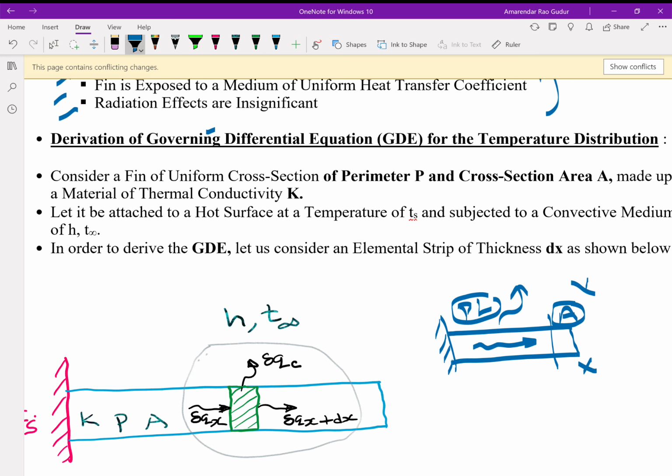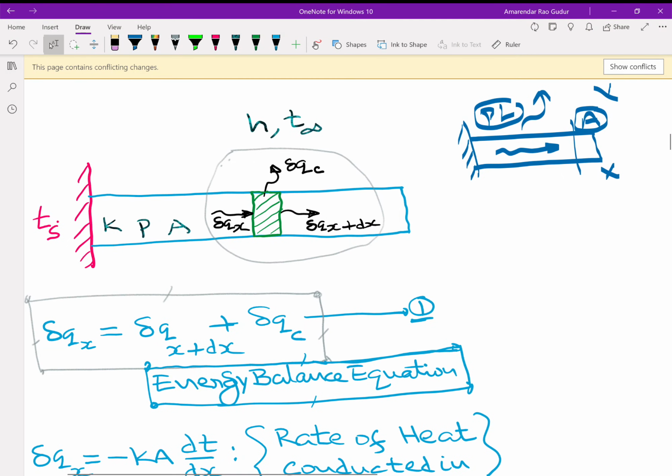When I say scratch, we need to somehow obtain the governing differential equation for the temperature distribution. That can be obtained by using the first law of thermodynamics, Fourier law of heat conduction, Newton's law of cooling, and of course, Taylor series. For this purpose, we propose a problem where we have a hot surface at Ts, to which we attach a fin made up of some material k, having some cross section of perimeter P and area A. Then we pick up an elemental strip anywhere at any x from the surface, of some thickness dx.